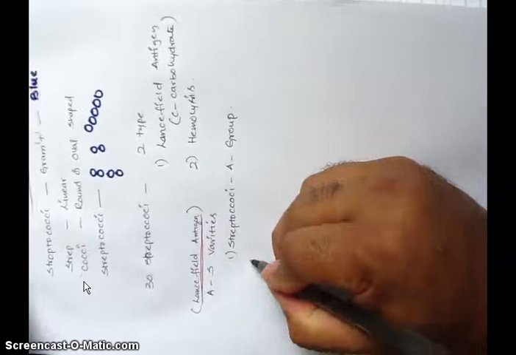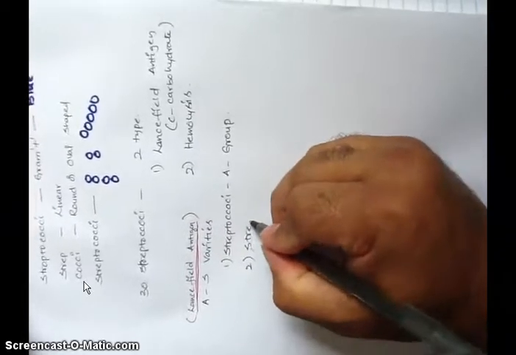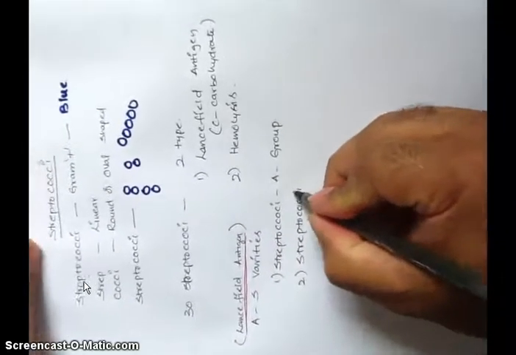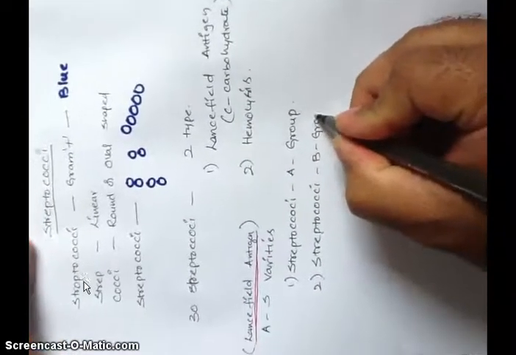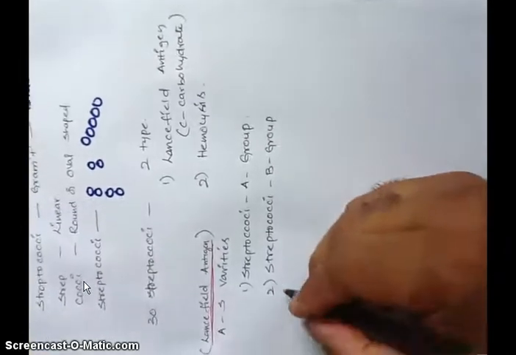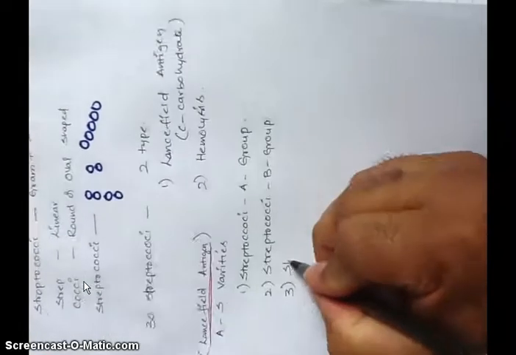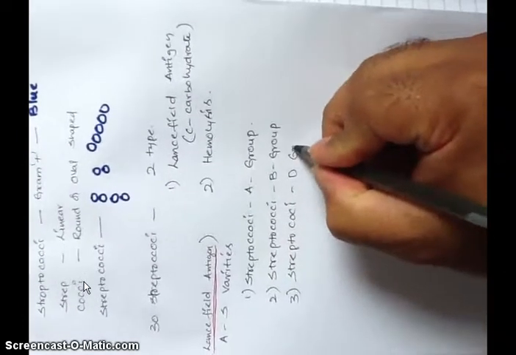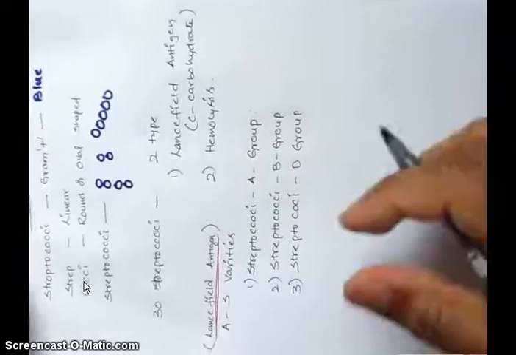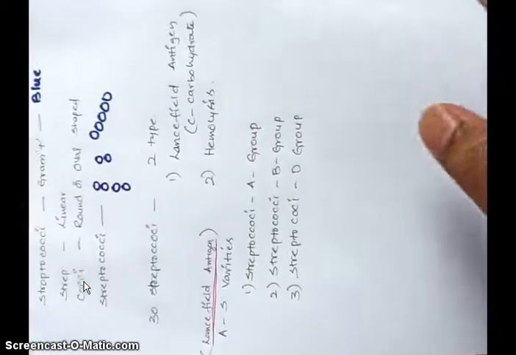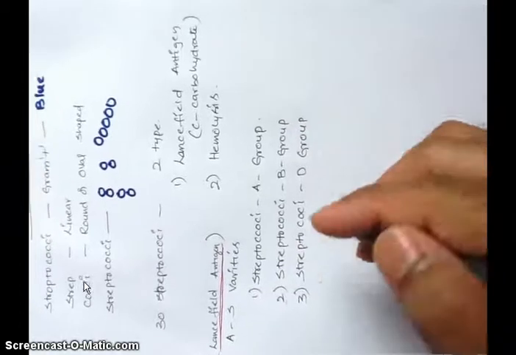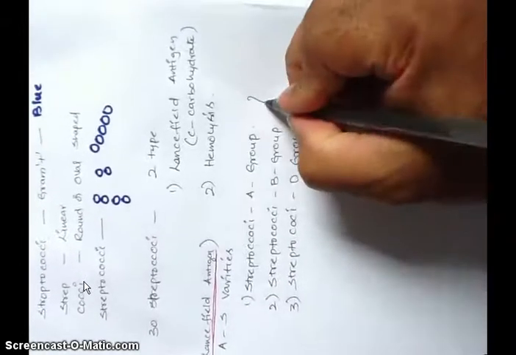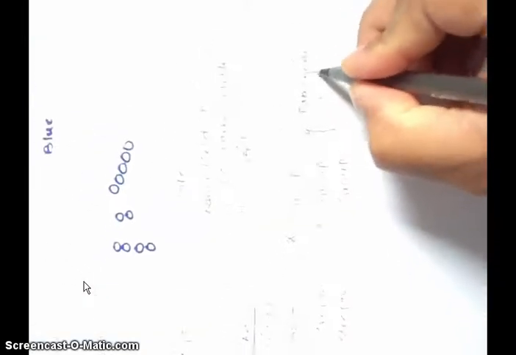Second one is Streptococci B group, which will have a C carbohydrate structure of B. And the third one is Streptococci D, whose C carbohydrate has the D structure. So only these A, B and D normally cause infection in humans. They are pathogenic to humans.